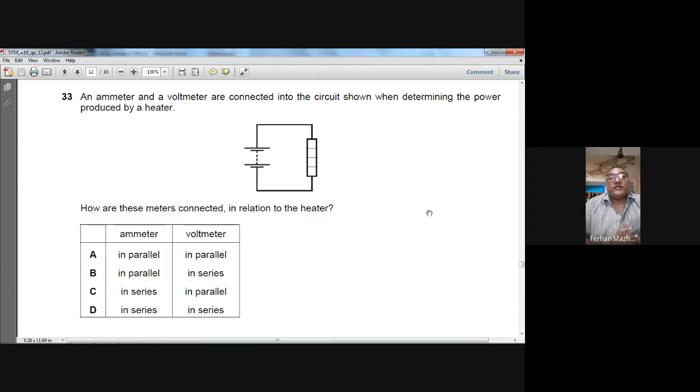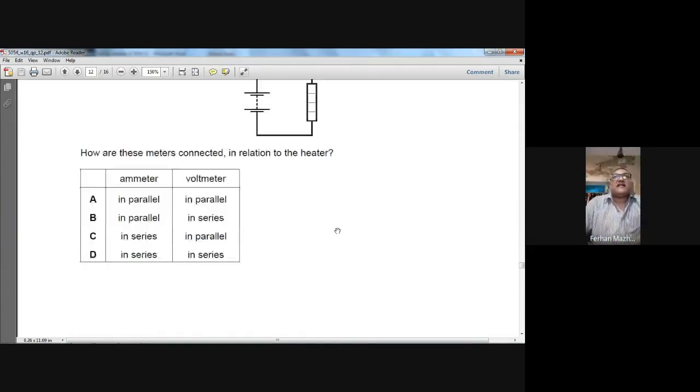Whenever you connect the ammeter, it must be connected in series, and the voltmeter should be connected in parallel to that appliance. So for question number 33, the option is C. The ammeter should be connected in series, and the voltmeter should be connected in parallel.